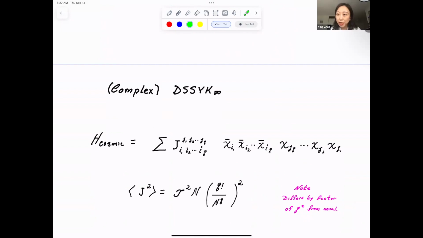Lenny, I want to ask you a question. Why is the string scale 1 over QJ? But we're going to discuss that.